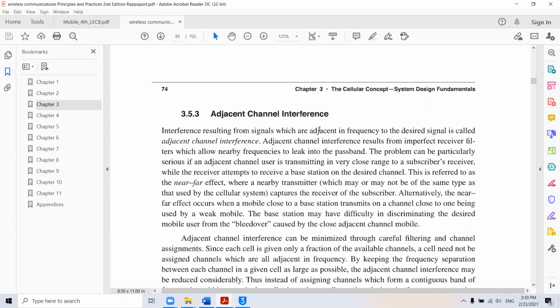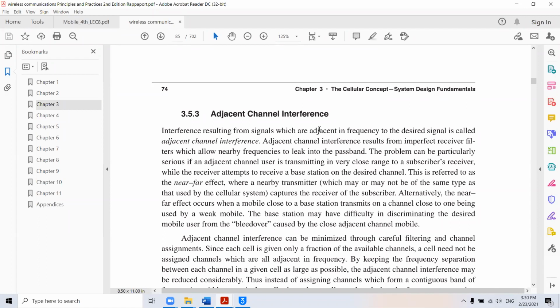Co-channel interference will affect the control channels. Adjacent channel interference will affect the traffic channels or the voice channels. Now, how are we going to minimize the effect of co-channel interference? Of course, by considering larger cluster sizes. In other words, providing sufficient physical distance between co-channel cells, or increasing the physical distance between co-channel cells, will lead to minimizing the co-channel interference.